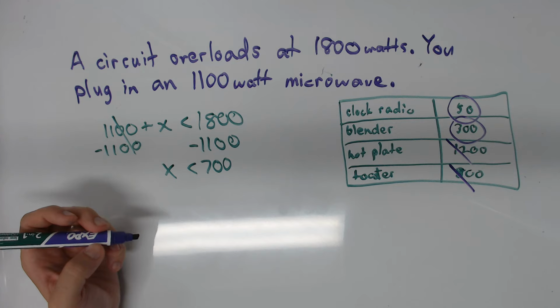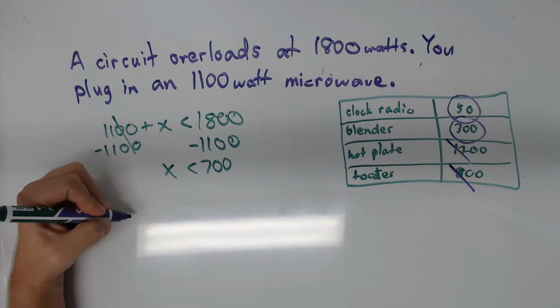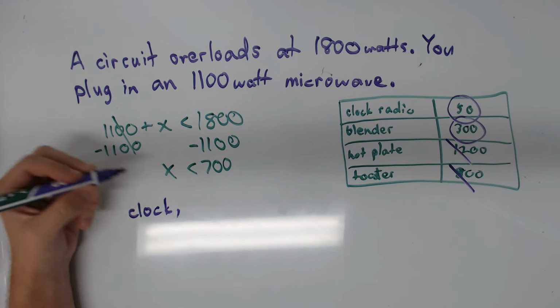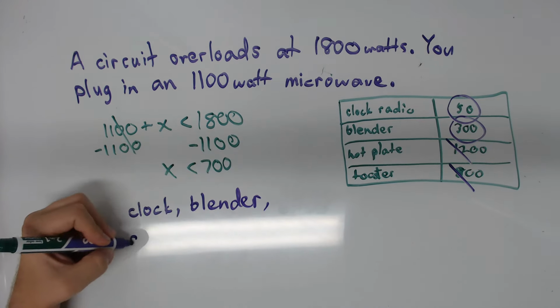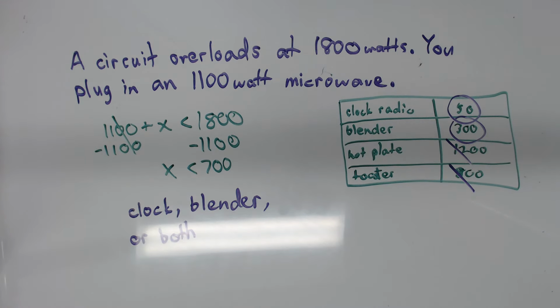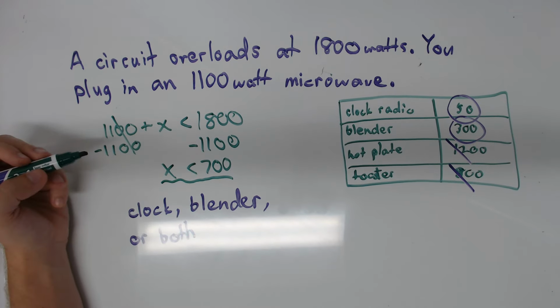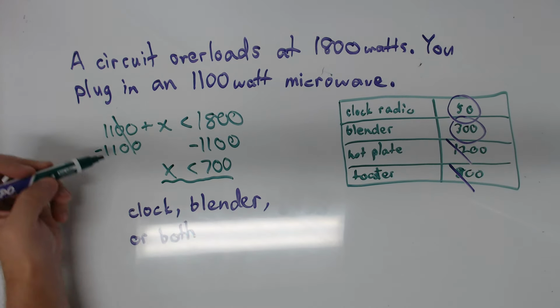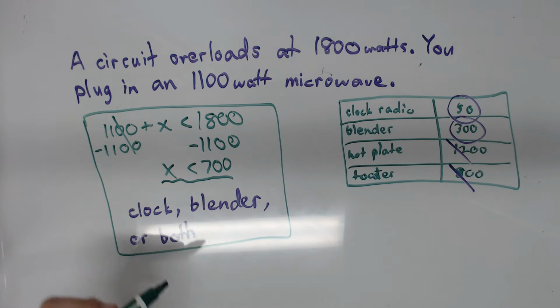The more options we have, the more we have to write out complicated answers. But we can use a clock radio, the blender, or both. That would be a nice, full, complete answer. So if we found this result, and then we wrote out the things we could use, that would be a beautiful 100% credit solution.